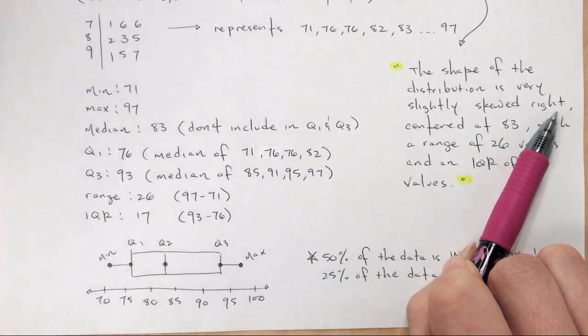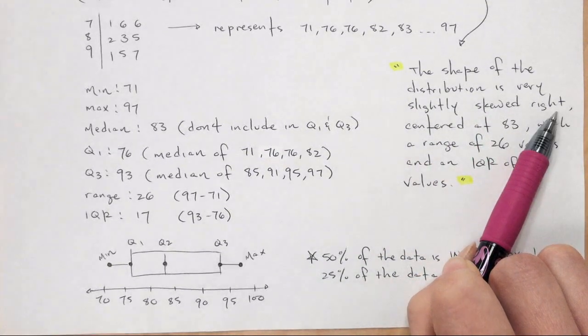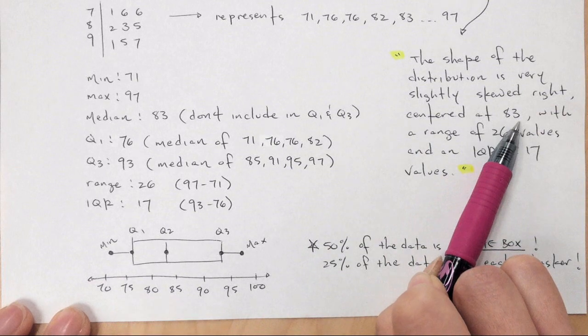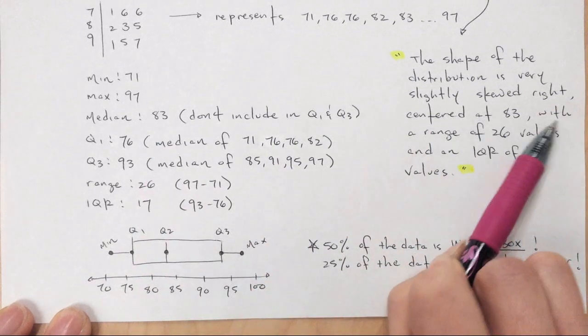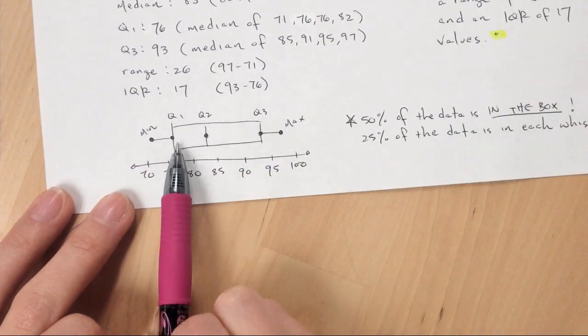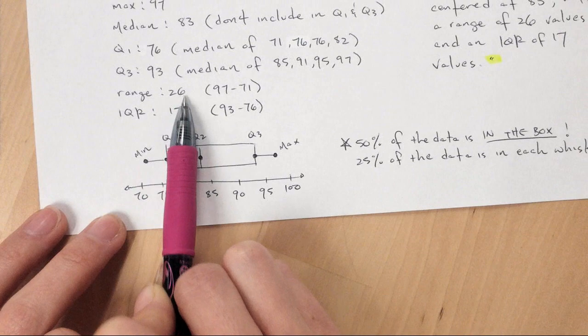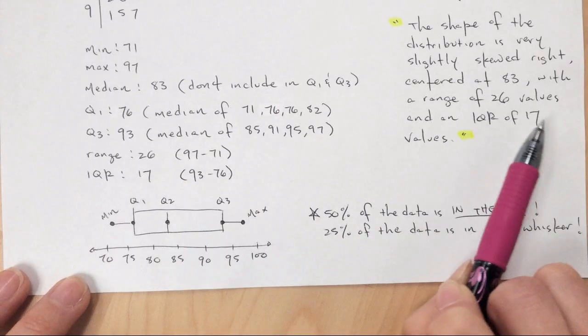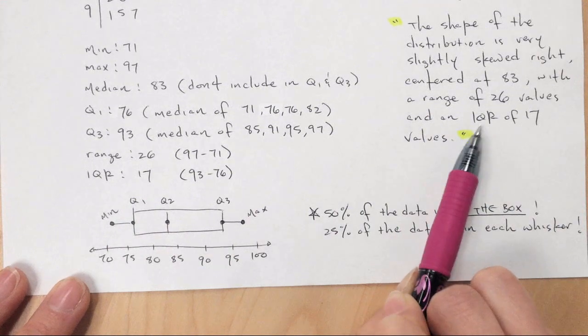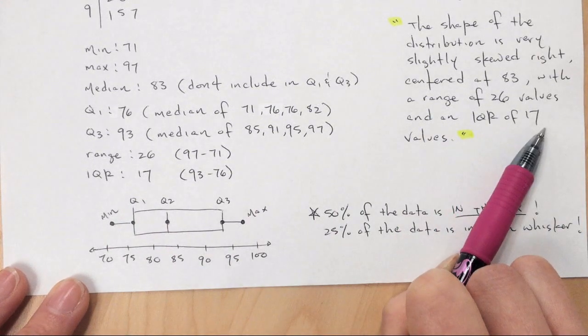So we want the shape, the center, and the spread. So here's the shape. The center is at 83, I already know that because the median is 83, with a range of 26, that's a spread. But the spread also has an IQR. There's 2 ranges. There's this one and there's an interquartile range. So if we have both, we want to include both. So it has a range of 26 and an interquartile range of 17.